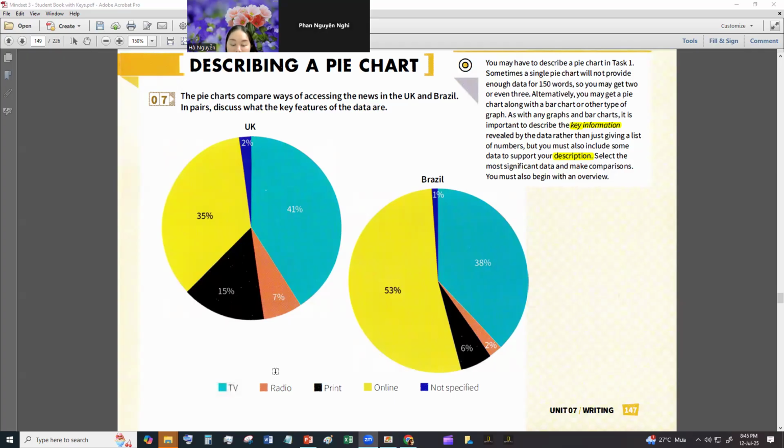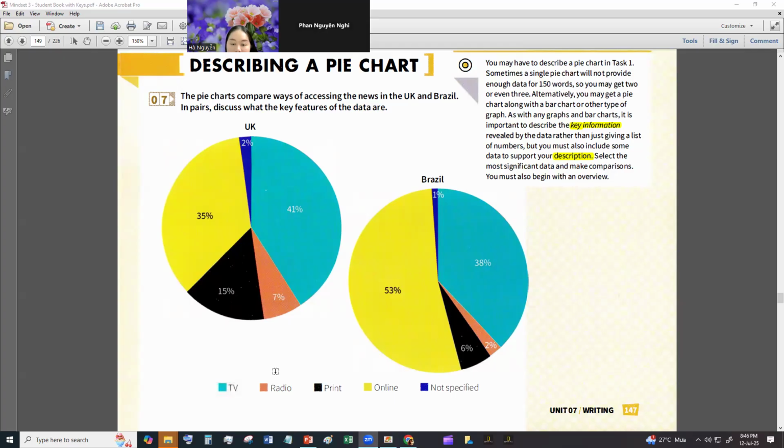So what is it for Brazil? There are also TV and online. However, what are the differences here? People in Brazil seem to access online more than TV. Yes, and the reverse was true for the UK. Okay, what about print? Which country uses print sources of news more often? The UK. Yes, that's right, the UK.